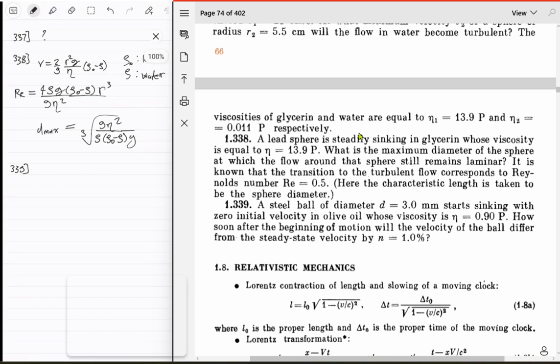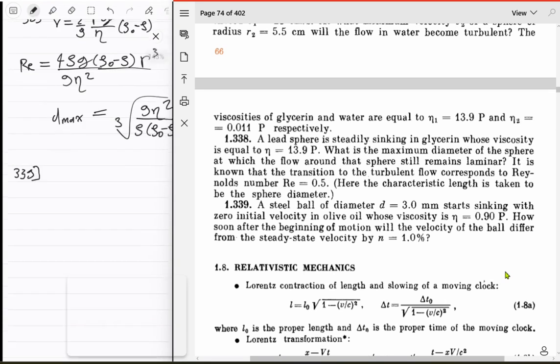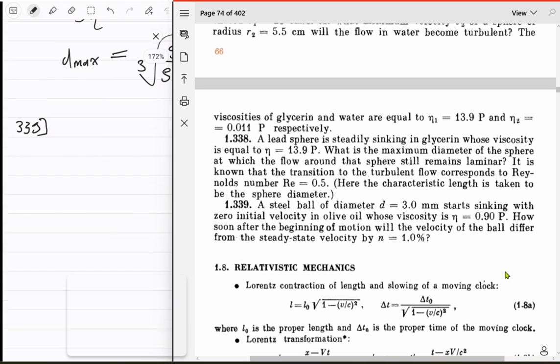So a steel ball starts sinking with zero initial velocity in olive oil, whose viscosity is given. How soon after the beginning of motion will the velocity of the ball differ from the steady state velocity by n equal to 1%? So okay, it changes by 1%. That's what you're saying, right? Yeah, no big deal. It's doable. So let's write down some equations.